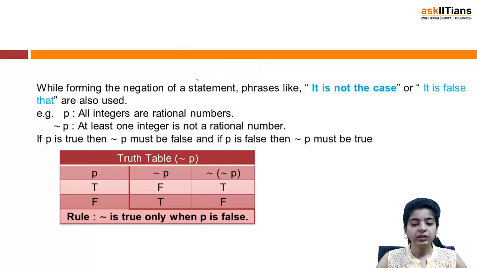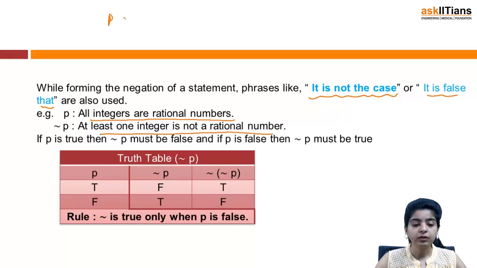While forming the negation of a statement, you can use phrases like "it is not the case" or "it is false that." We often use these kinds of phrases also: it is not the case that such and such thing is true, or it is false that this happens. For example, P is "all integers are rational numbers." So negation P would be "at least one integer is not a rational number."